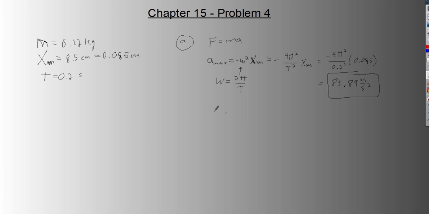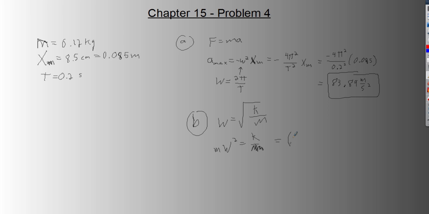And part B, we'll use the fact that omega equals the square root of k over m to find the spring constant k. So square both sides, omega squared equals k over m. Multiply m on both sides, m, bye bye. So k equals m omega squared.